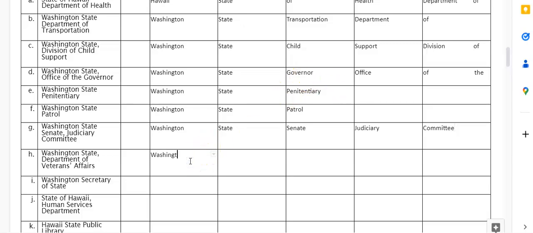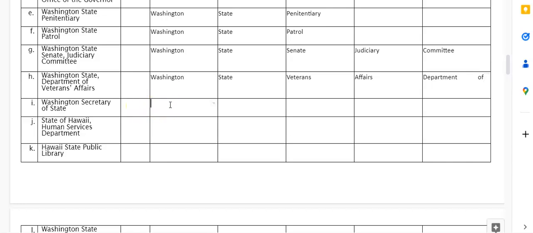For letter H, Washington is the name of the state. So that's our key unit. State is Unit 2. Okay, and then we have Department of Veterans Affairs. So the actual name or the most distinctive part of the department is Veterans Affairs. So Veterans is my Unit 3. Affairs is Unit 4. Department is Unit 5, and of is Unit 6.